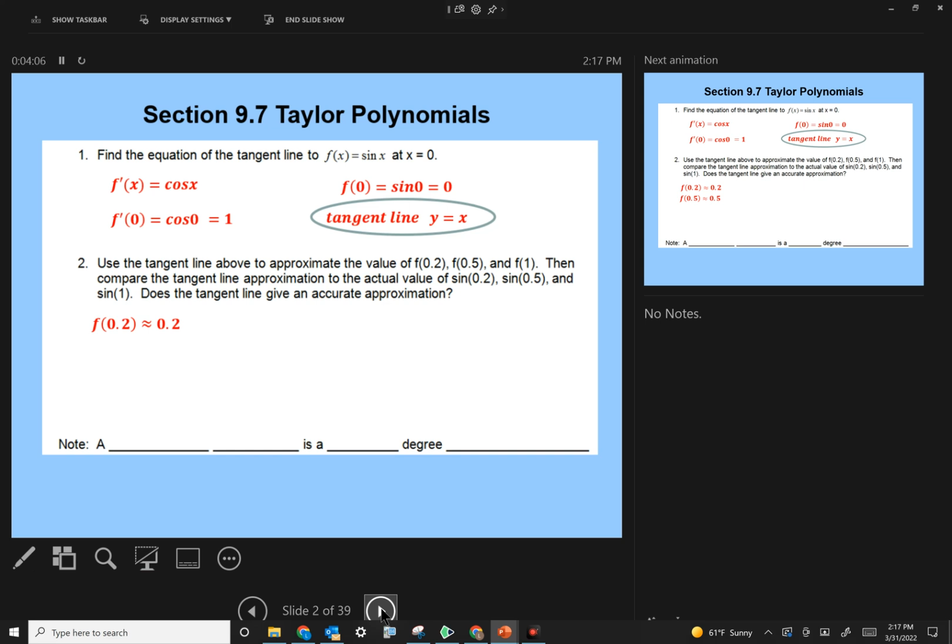where's my pointer? There it is. You realize how much I loved my pointer.